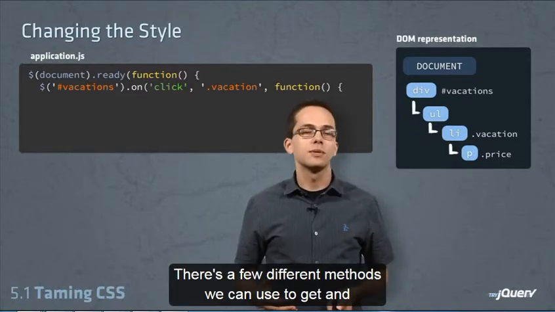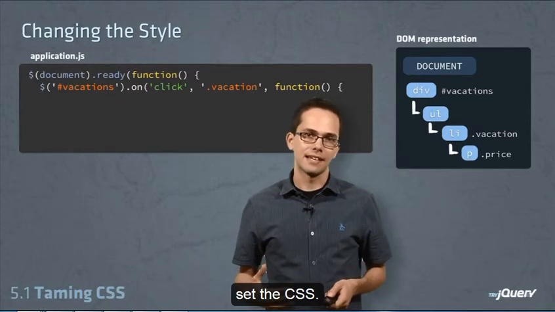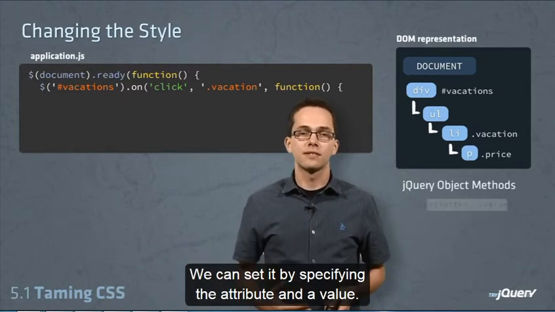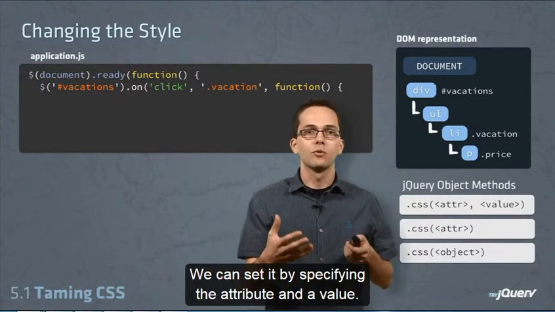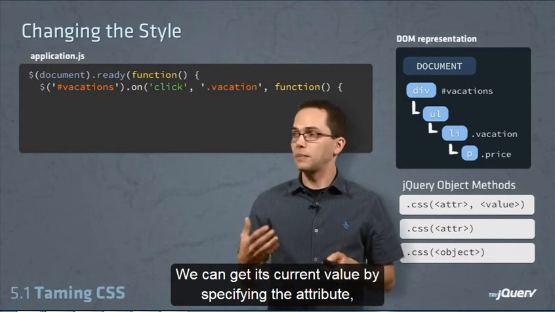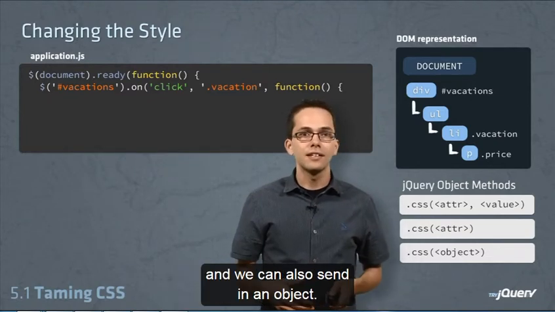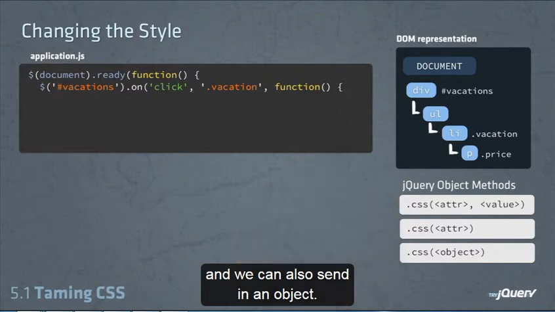There's a few different methods we can use to get and set the CSS. We can set it by specifying the attribute and a value. We can get its current value by specifying the attribute, and we can also send in an object. Let me show you what that looks like.